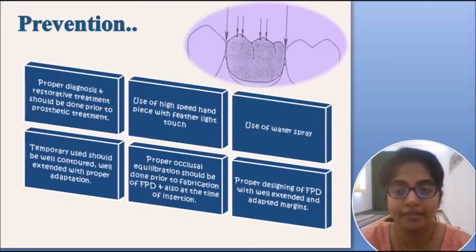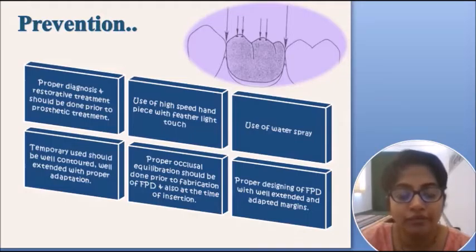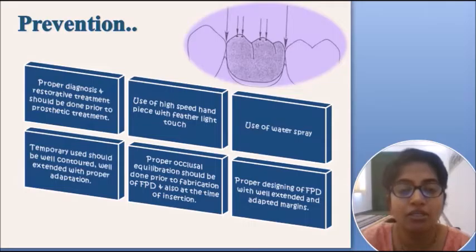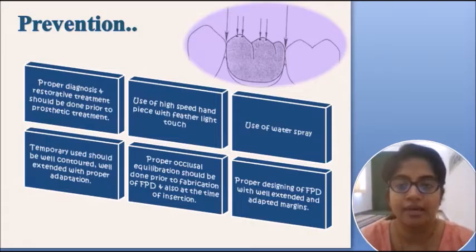Now how to prevent this? Proper diagnostic and restorative treatment should be done before we start the prosthetic treatment. Use of high-speed handpiece with feather-light touch. Use of water spray specifically on the cutting end of the burr. Temporization, well-contoured temporaries with proper adaptation. Proper occlusal equilibration and proper designing with well-extended and adapted margins.